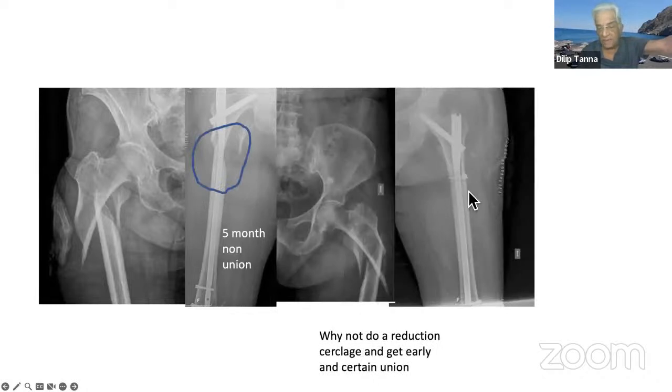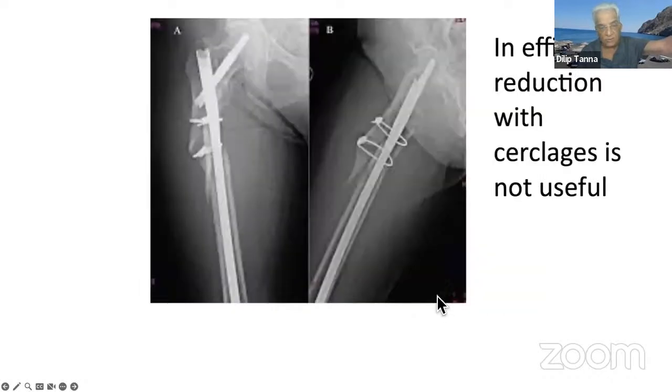But almost a similar fracture, you do a cerclage, you get one piece reconstructed. And even if you do open reduction and do the cerclage, I don't think it is any sin at all. So why not do a reduction cerclage and get early certain union? So these short oblique fractures or spiral fractures are ideally treated with cerclage. But if you do the cerclage and you end up with a cerclage like this, this is from Google, then it's not good enough. So don't hesitate. If you have to go down and open it up, you open it up.